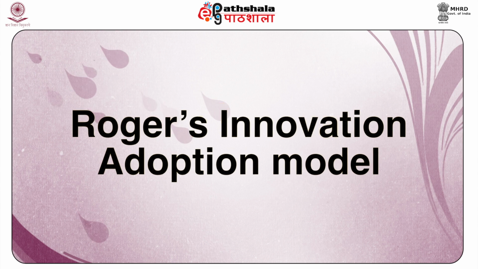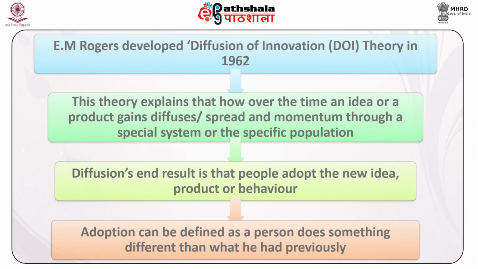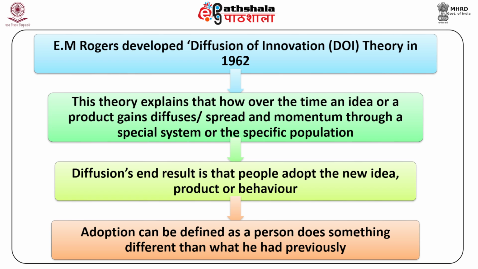Fourth is the Rogers Innovation Adoption Model. E.M. Rogers developed the diffusion of innovation theory in 1962. This theory explains how, over time, an idea or a product gains momentum, diffuses and spreads through a specific system or population. Diffusion's end result is that people adopt the new idea, product or behavior. Adoption can be defined as a person doing something different than what he had previously, which means to use or purchase a new product or service and perform a new behavior.